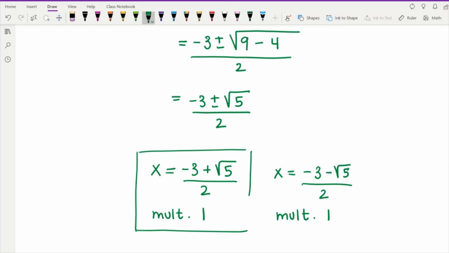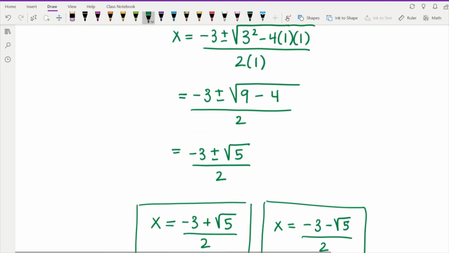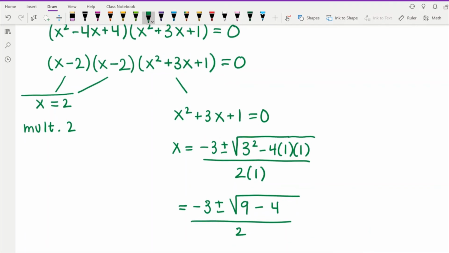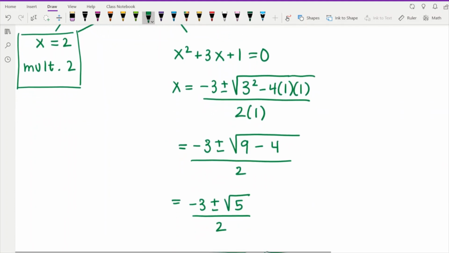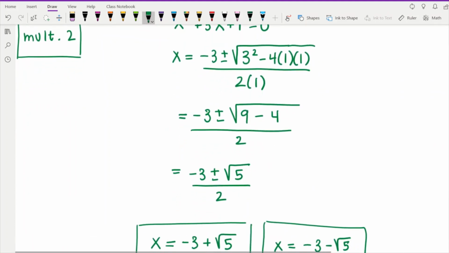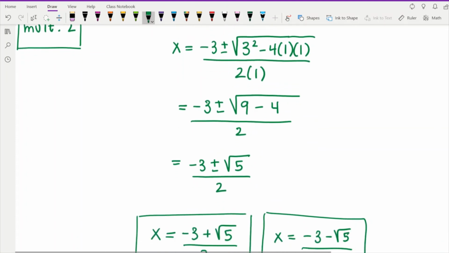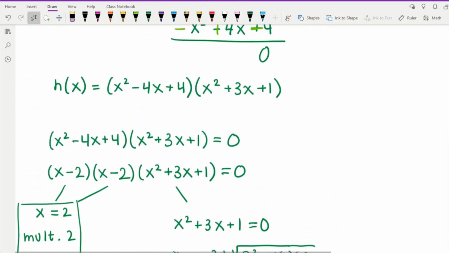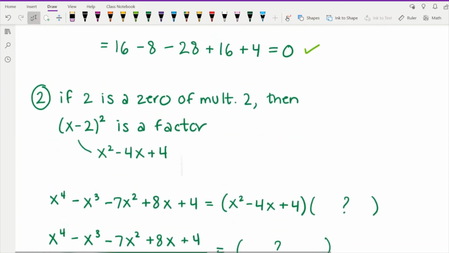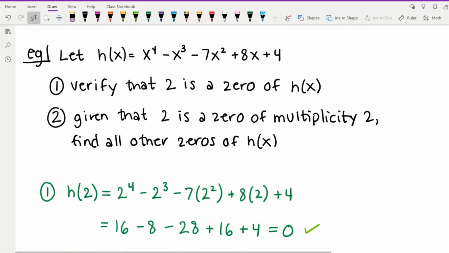So now we have our 3 zeros. So we had 2 of them with multiplicity 1 and 1 that had multiplicity 2. So I just want to point out, remember we talked about this thing called the fundamental theorem of algebra. So remember, if you add up all your zeros with their multiplicities, you should get the degree. So here we have 2 plus 1 plus 1, and the degree of our original polynomial was 4. So that's always kind of a good check to do.